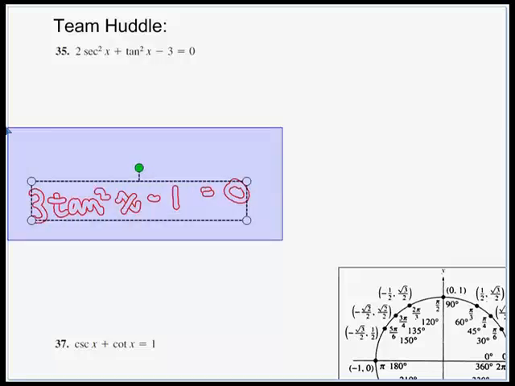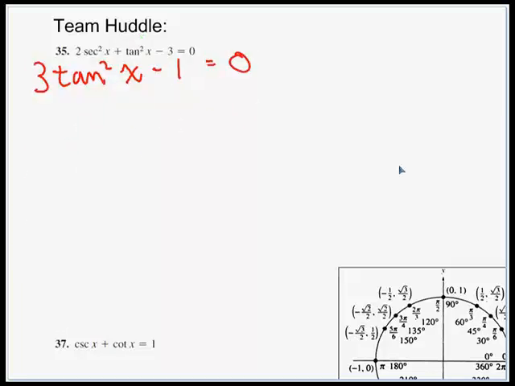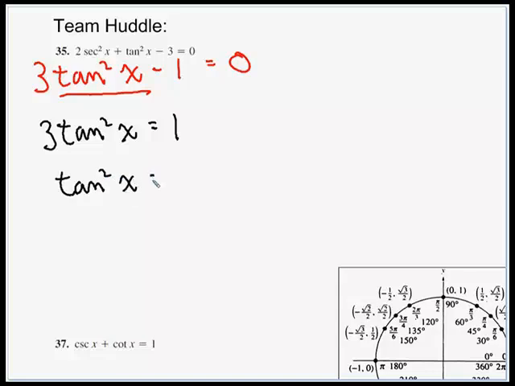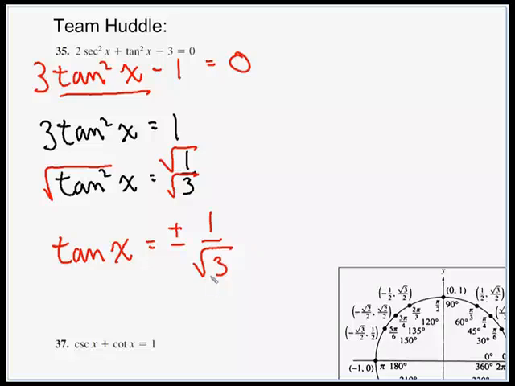So, unlike the first one, it looks like here we're going to have to extract square roots. We only have one trig function, and it's a squared tangent function. So we're going to isolate that tan squared. We're going to add 1 to each side. 3 tan squared of x equals positive 1. Divide by 3. Tan squared of x equals a third. And then we're going to square root both sides. So our tangent of x is equal to plus or minus 1 over the root of 3. Or if we rationalize our denominator, plus or minus square root of 3 over 3.